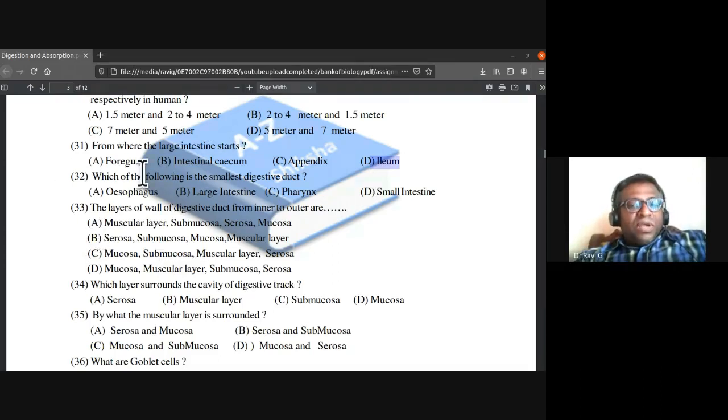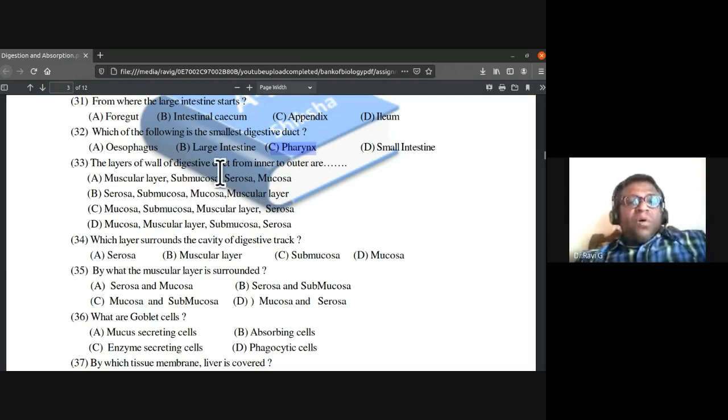32nd, which of the following is the smallest digestive duct? Esophagus, large intestine, pharynx, small intestine. The 32nd answer is C, pharynx. So pharynx is the smallest digestive duct.